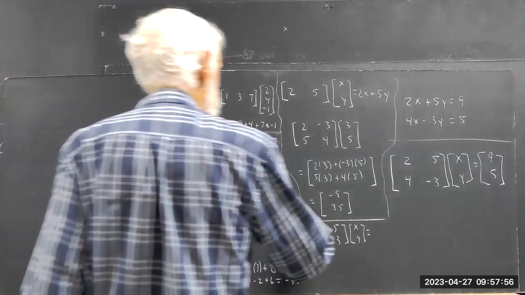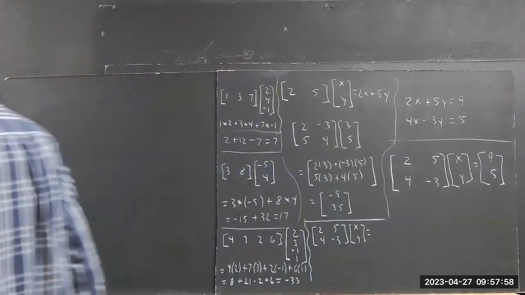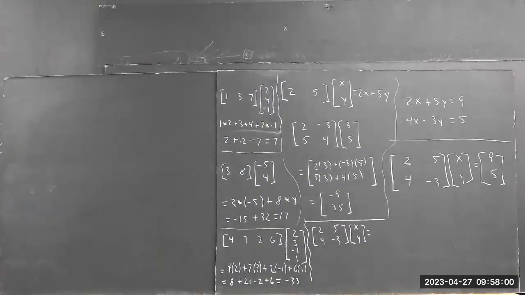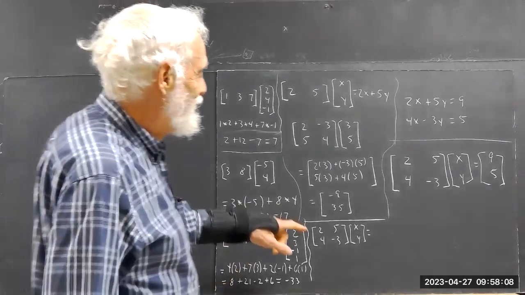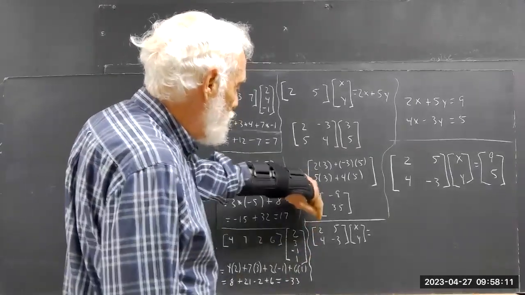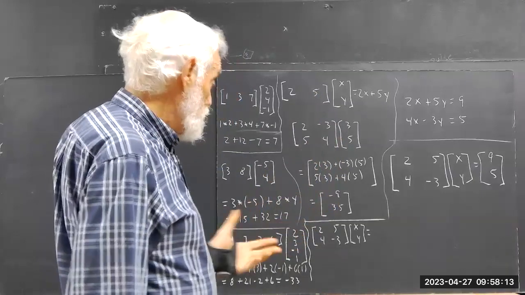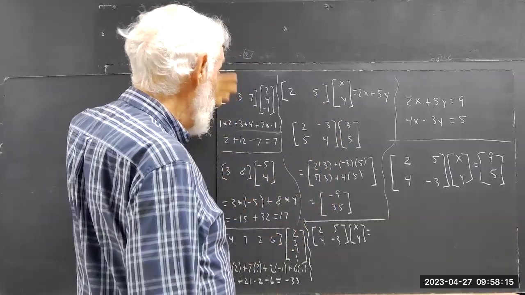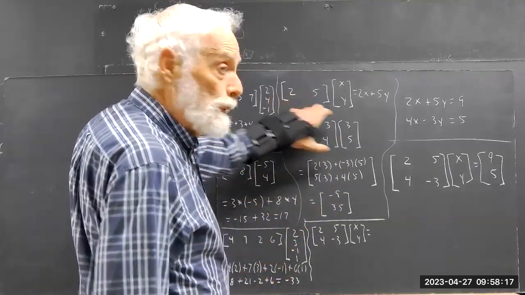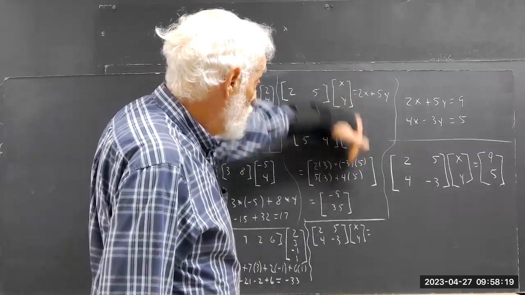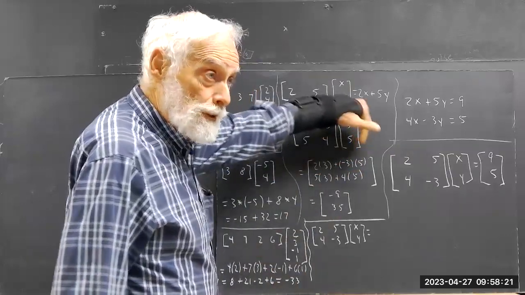Okay, so what do we do? It's the same thing we did here or here or here, but especially what we did here. We multiply the first row by the column, multiply the second row by the column.